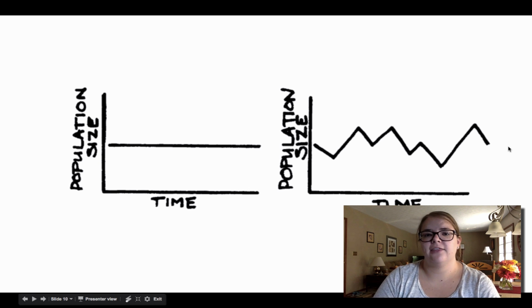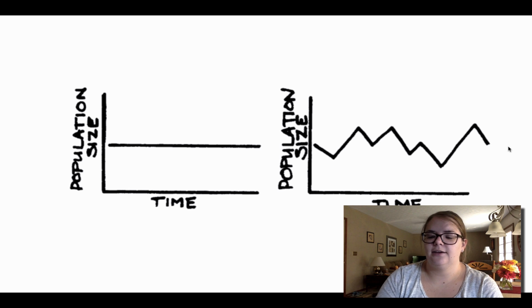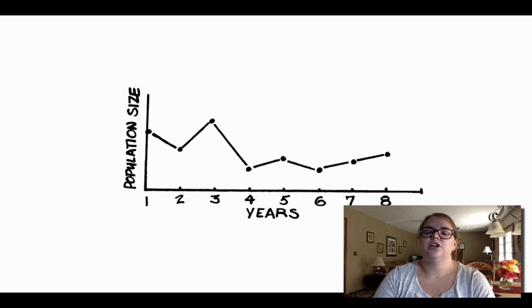But we can also do the math to see a population not in equilibrium. It would look a little bit more like this. So you can see that in years 1 through 3, the population size, whatever we're talking about, was much higher than what it was in years 4 through 8. So something happened between the measurement of year 3 and year 4 that changed the population size very drastically.